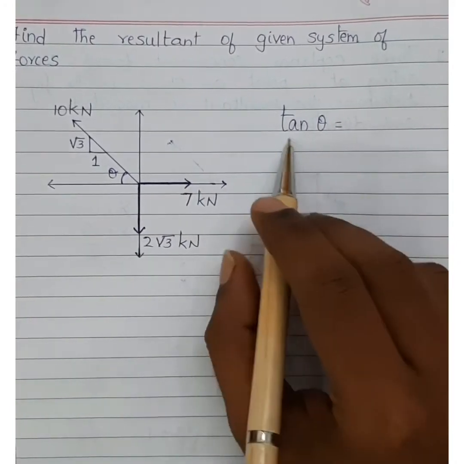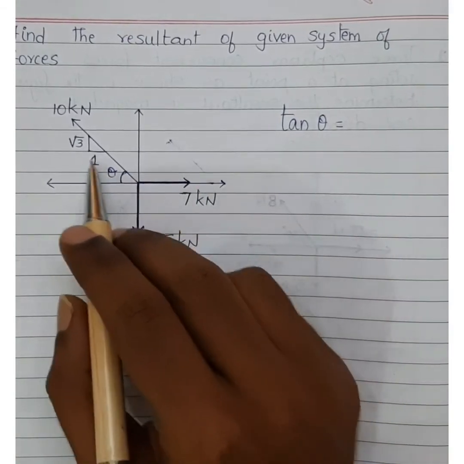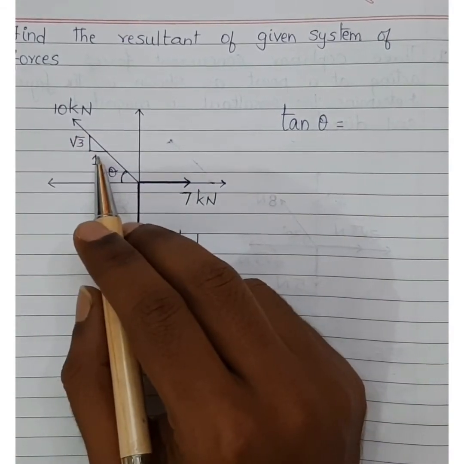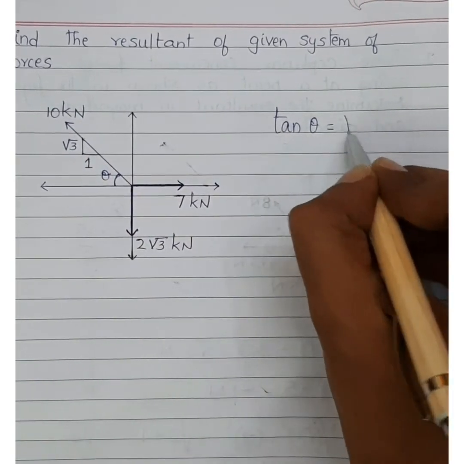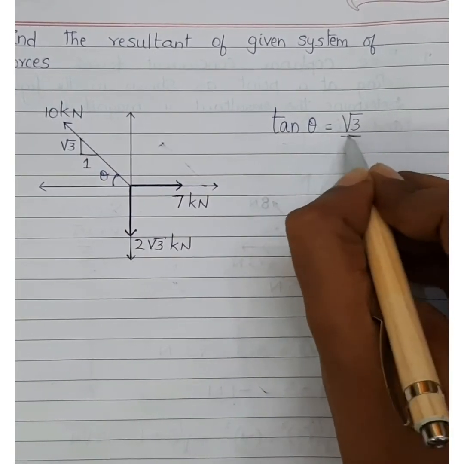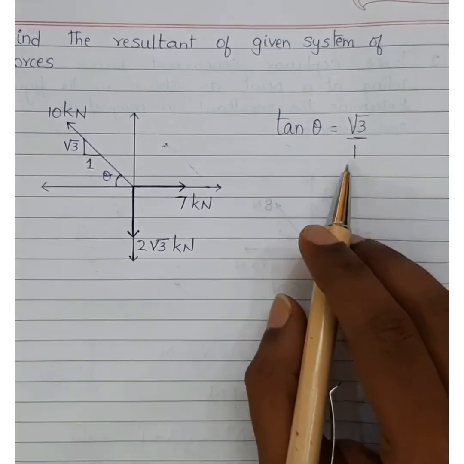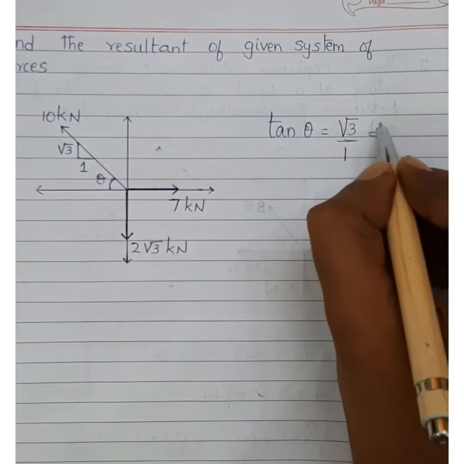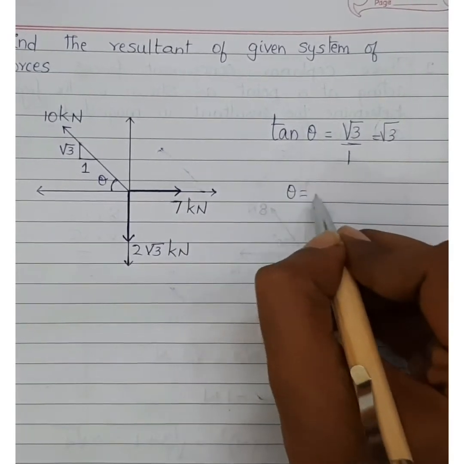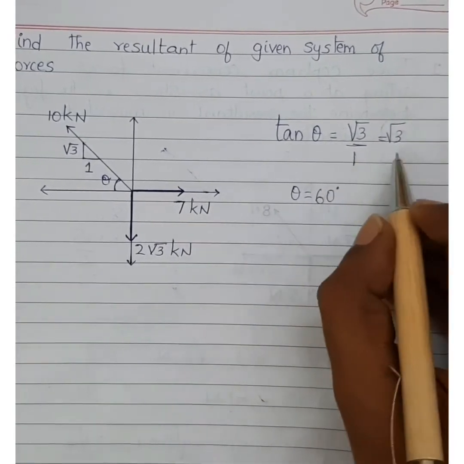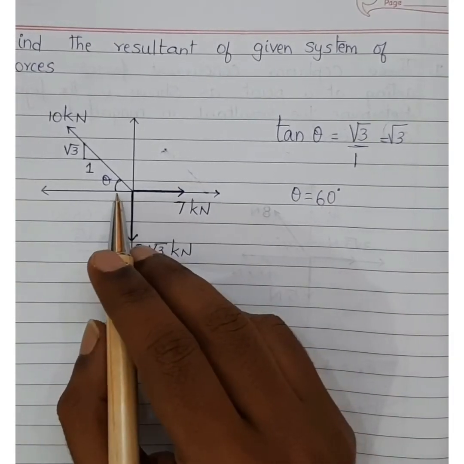In terms of theta, slope is tan theta, and from this, how to find the slope? It's nothing but y component by x component. So y is root 3, x is 1, so it is root 3 by 1. So that's nothing but root 3. So when will tan theta be root 3? When theta is equal to 60, tan 60 is nothing but root 3. So theta is 60 degrees.